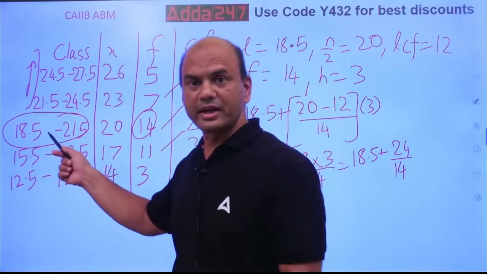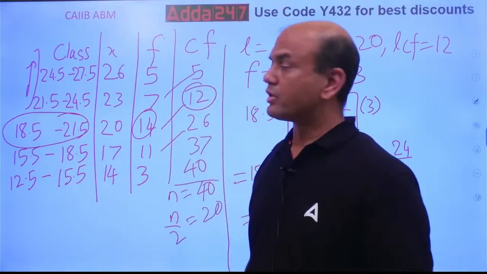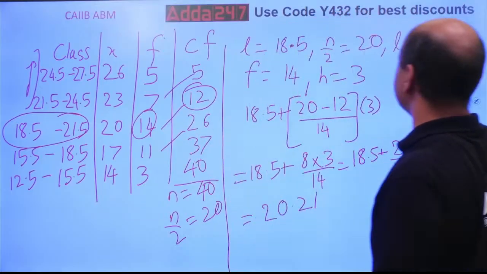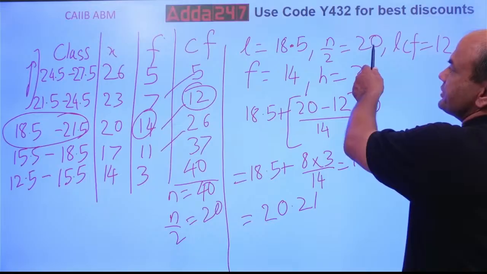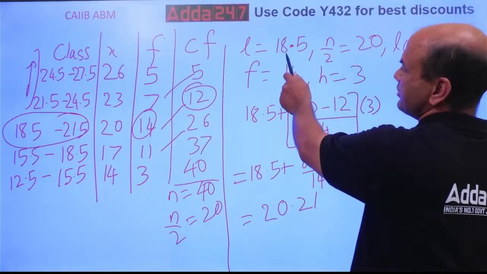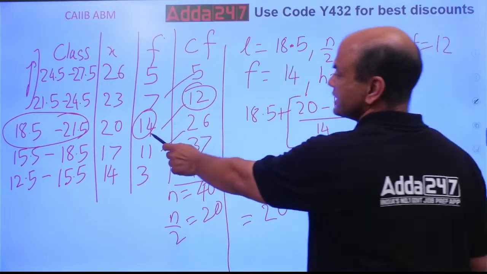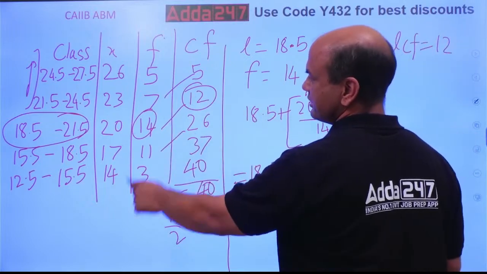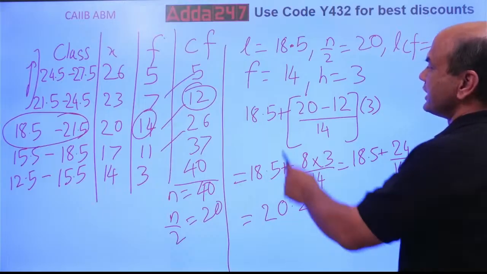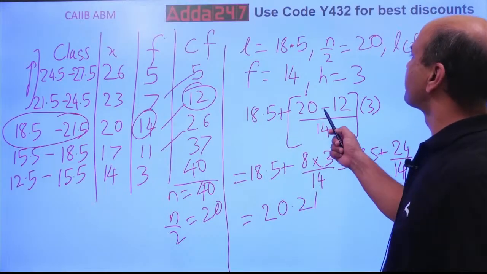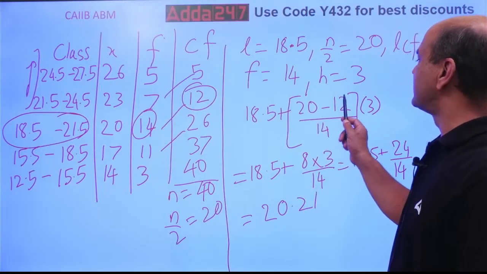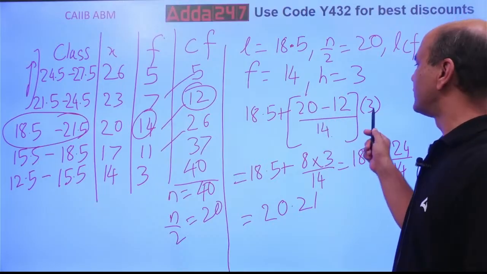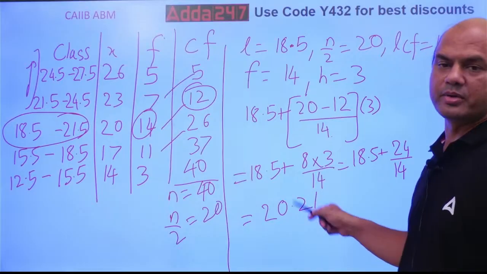So your median class becomes 18.5 to 21.5. So your L becomes 18.5. Your cumulative frequency LCF becomes 12. See this, LCF is 12. N upon 2 becomes 20. L becomes 18.5. F becomes frequency of this class, 14. And H becomes 3, height, means width. Okay. So it is 18.5 plus N upon 2, 20 minus LCF, 12 upon F is 14 into H, 3. Solve this. You will get it as 20.21.